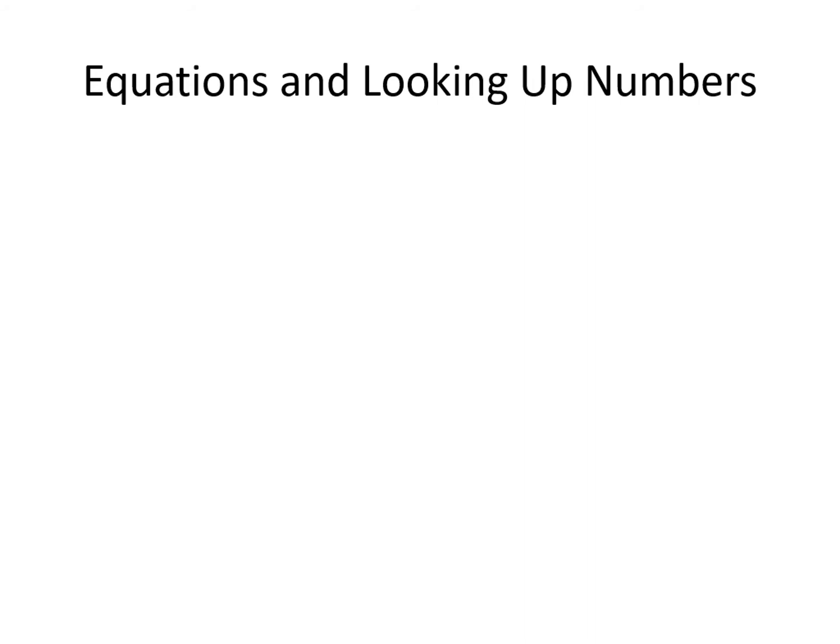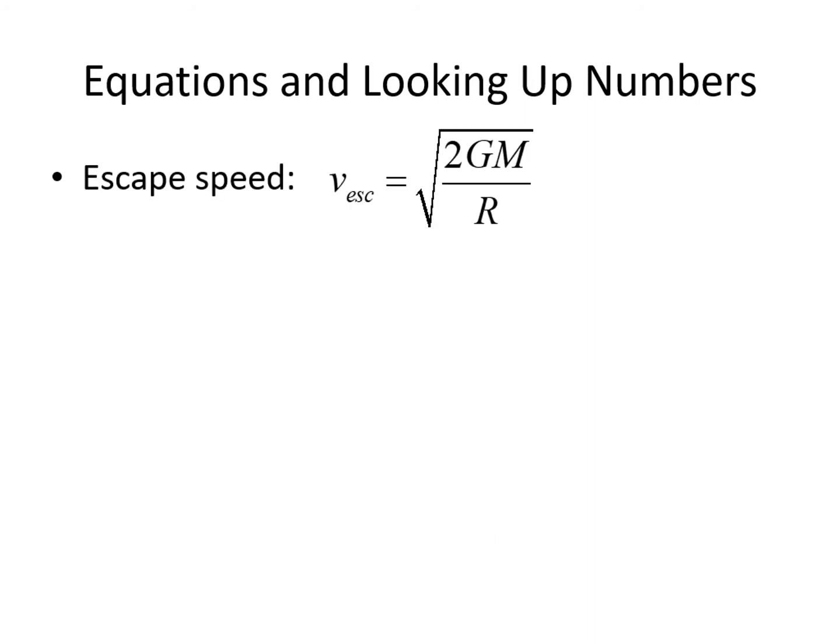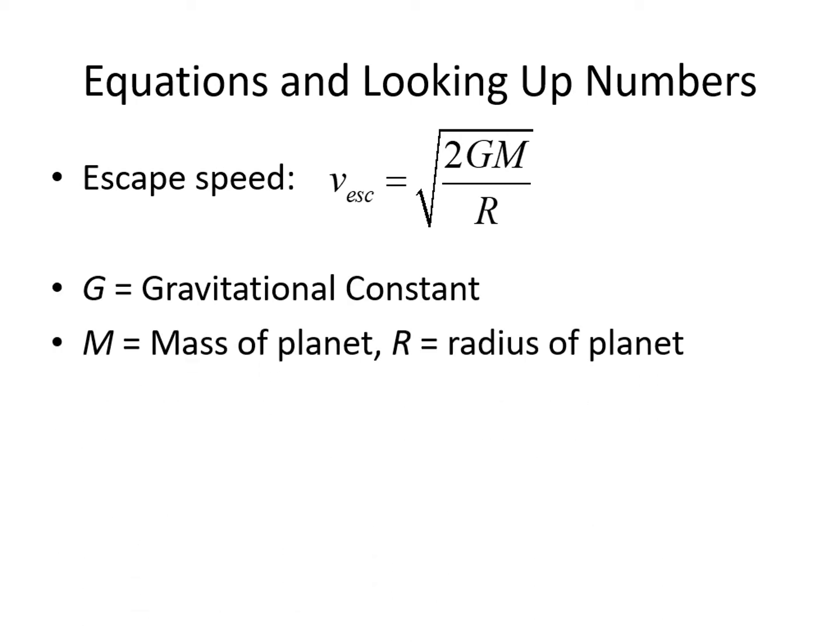The equation for escape speed looks scarier than it is. It's v escape equals the square root of 2GM over r. V escape is just the escape speed. We've already seen G, M, and r before. These are the gravitational constant, the mass of the planet, and the radius. So that tells us what numbers we have to look up.